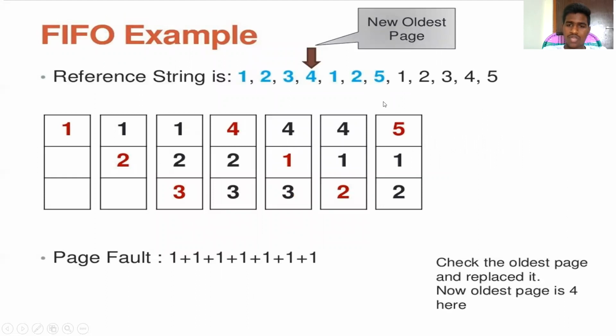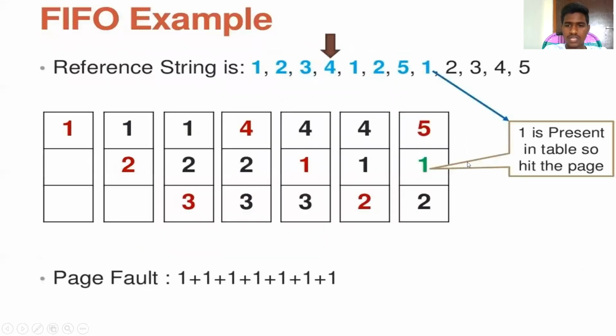5. We have to replace 5 with one of these 3. So according to the FIFO rule, we have to replace the first in, first out. So 4 is the first in, first out. The oldest one is the 4. So we replace this 4 with this 5.